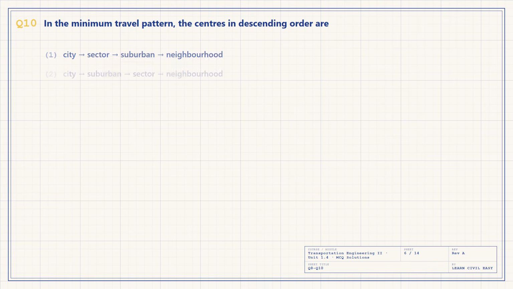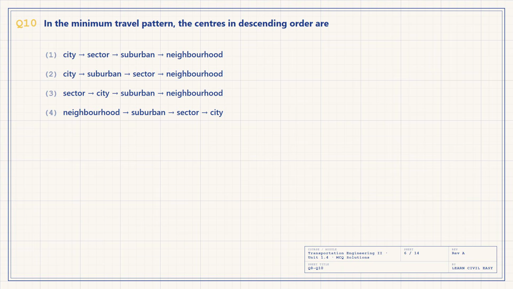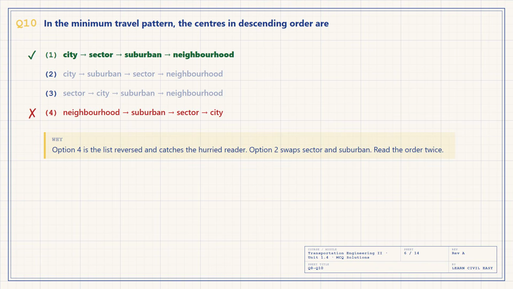Question 10. In the minimum travel pattern, the centers in descending order are option 1, city center, then sector centers, then suburban centers, then neighborhood centers. Option 4 is simply that list reversed and it catches anyone reading in a hurry. Option 2 swaps sector and suburban. Read the order twice before you mark it.